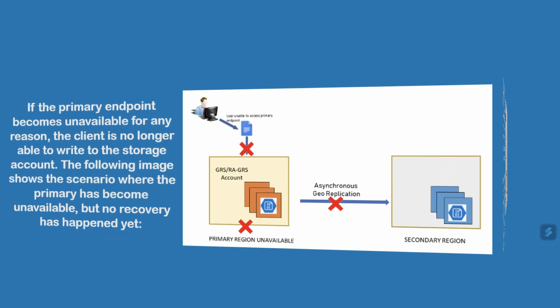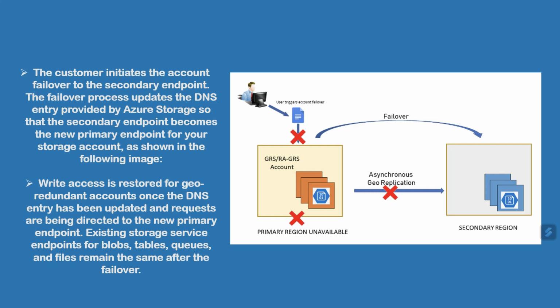In this scenario, we move on to our next step: the customer will initiate a failover to the secondary endpoint. During the failover, the DNS entry provided by Azure Storage will be updated to the secondary endpoint, and the data in the secondary region will become the primary now. Write access will be restored for the geo-redundant storage accounts once the DNS entry has been updated, and all the write requests will be directed to the new primary endpoint.